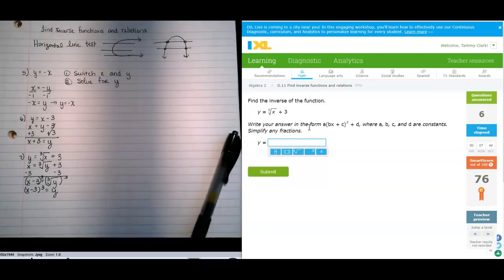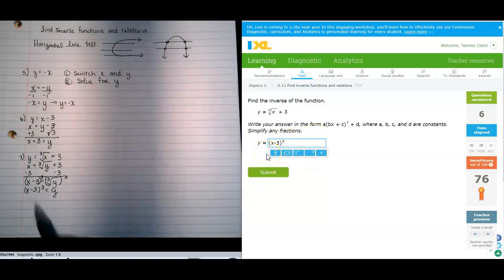Now let's see how they're asking us to write this. Write your answer in the form of a times (bx plus c) cubed plus d, where a, b, c, and d are constants. Simplify any fractions. I don't have any. So we're going to try to test this together. Hopefully we get it right. So x minus 3, and out here I'm going to put cubed because that's what y equals.